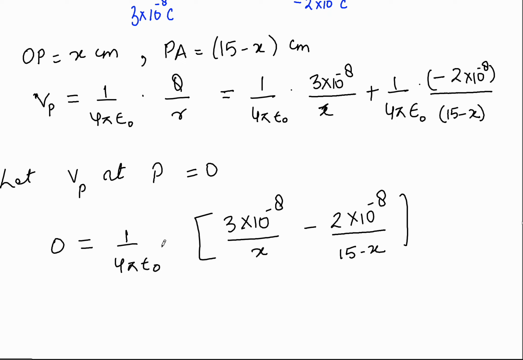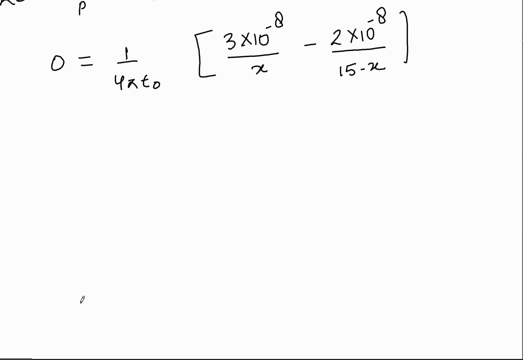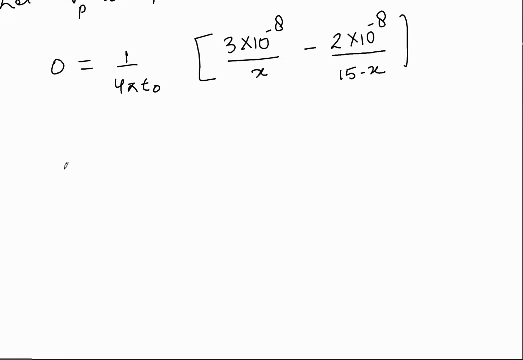Since this is a constant, this cannot be 0. Only this right hand side term will be 0. So I am putting it as 0. It will be 3 into 10 raised to the power minus 8 by x minus 2 into 10 raised to the power minus 8 divided by 15 minus x is equal to 0. On solving this, we can find out the value of x. It is a simple linear equation.